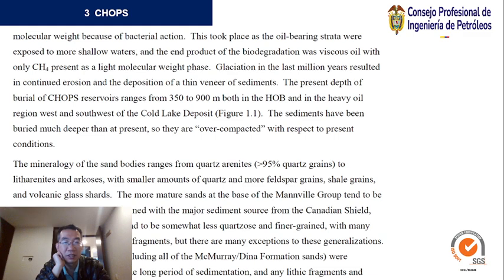The sand bodies range from quartz arenites to lithic arenites and arkoses, with smaller amounts of quartz and more feldspar grains, shale grains, and volcanic glass shards. The more mature sand at the base of this group tends to be more quartzose and coarse grained, with the major sediments sourced from the Canadian Shield.